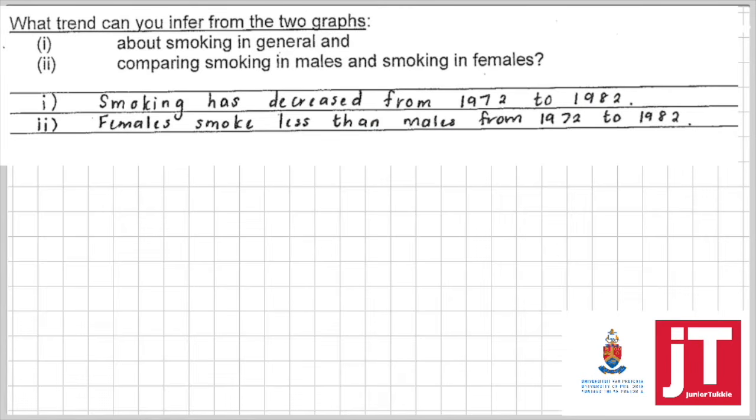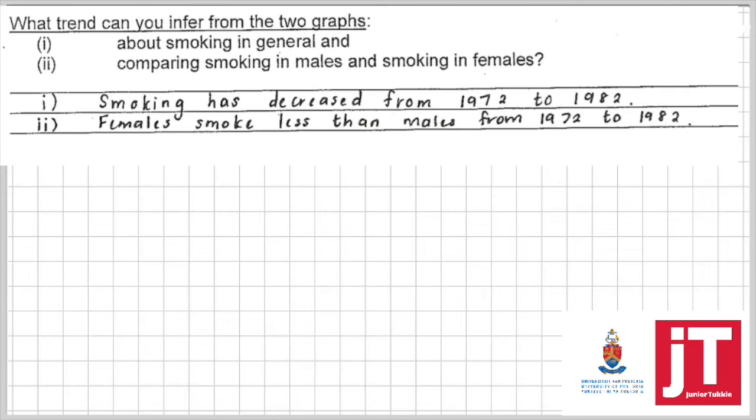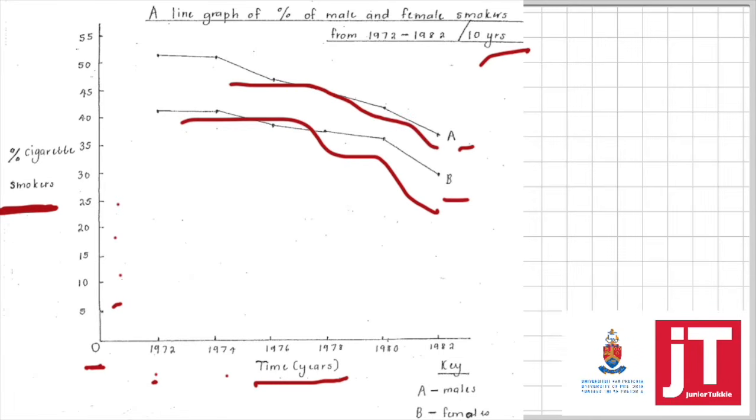Right. What trend can you infer about the two graphs? That means, what can you tell me about the smoking in general? So, can you see in general, smoking is decreasing? Right. So I can see it's decreased. But when you're talking about trends, make sure you always have the years, right? So from 1972 to 1982.